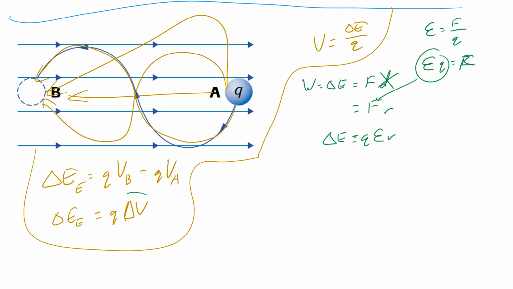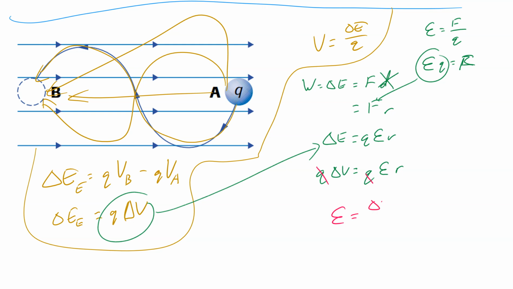But we've also said that change of energy is equal to these things here. So really, I could write Q delta V is equal to Q E R. And we can see right now that what we have to do is cancel these two things out. So if we rearrange, we can describe the electric field as being equal to a change in voltage over distance.